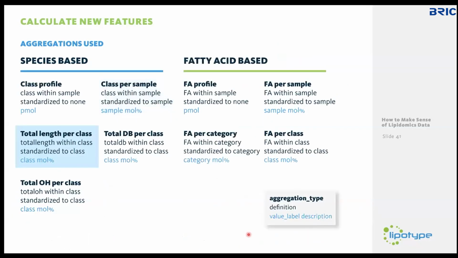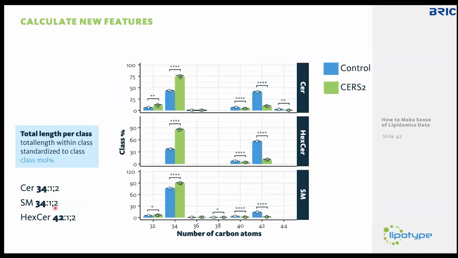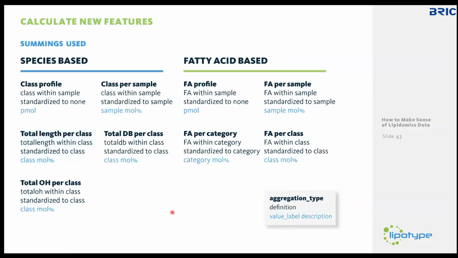Just another example is, for example, the total length per class. So we take for these lipids how many carbon atoms we are having, which is the total length of the fatty acids. And if you look at another enzyme, the ceramide synthase 2, which is responsible for creating long chain ceramides, you actually see that in these sphingolipids, these are strongly decreased, while the short chain ceramides with about 16 carbon atoms are increased. Yeah, so these are basically some of the aggregations that we apply. Others are then also based on fatty acids, as I show you later.